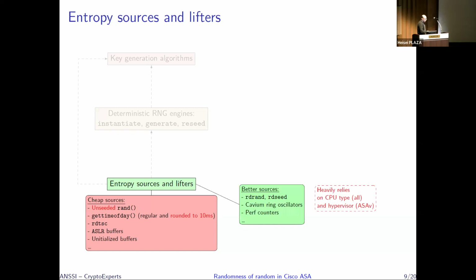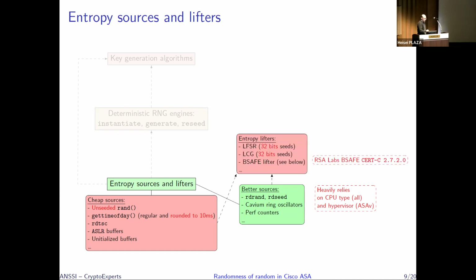will see later. We also have better sources in the firmware, like RDRAND and RDSEED, that are instructions that provide 64-bit entropy seeds. However, these sources really depend and rely on the underlying CPU and the options for virtualization in the hypervisor, so we cannot count on them everywhere. And these sources will feed entropy lifters, mainly LFSRs, LCGs, but using only 32-bit seeds usually. We also have a lifter from the RSA Labs BSAFE library that is used inside the firmware, and we will explain this later.